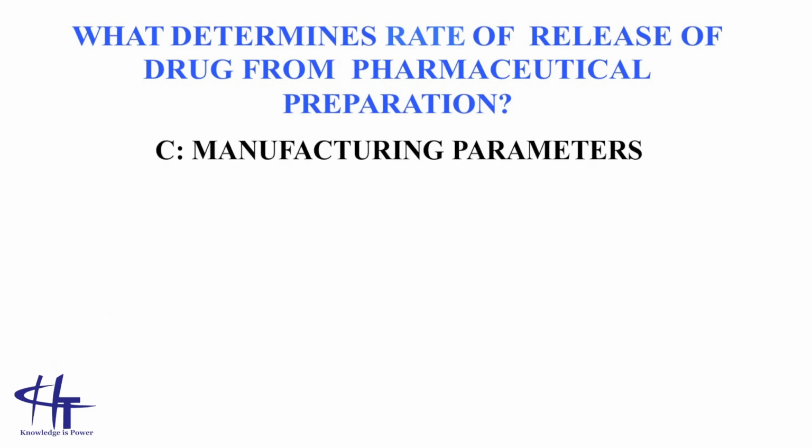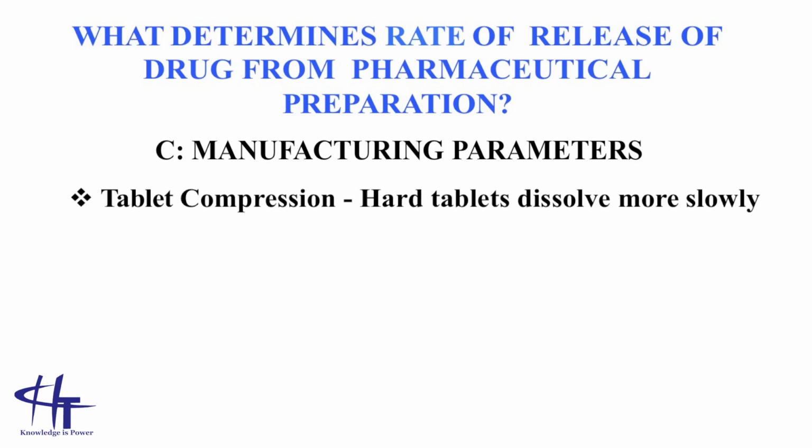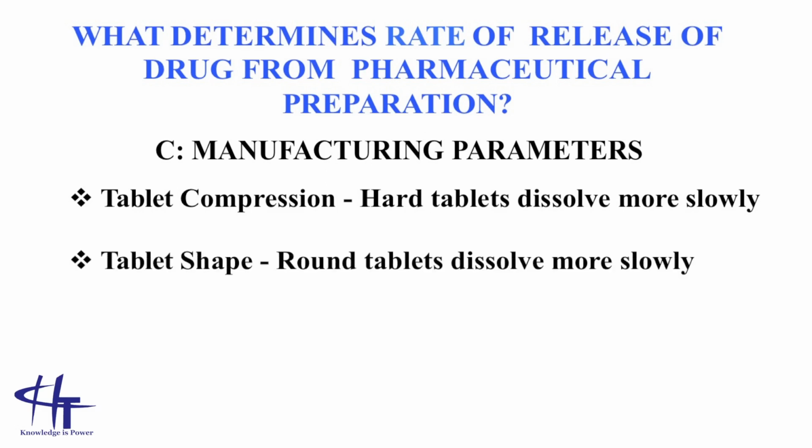Now, the manufacturer's parameters also will affect the rate of release. Like, for example, compressed tablets and hard tablets basically dissolve slowly. I don't know whether you have seen some tablets that are really hard when you touch them. That necessarily means that the rate with which they release the active drug moiety is actually slow. And then the shape of the tablet. Round tablets dissolve more slowly compared to other shapes of tablets.